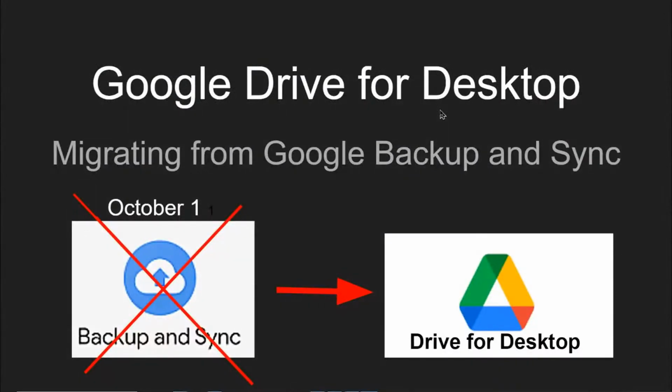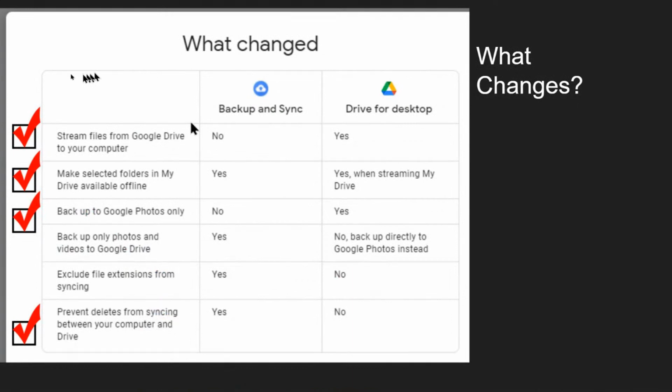Hi, this is Chris Gould with Geeks on Tour, and this video is about migrating from Google Backup and Sync to Drive for desktop. As of October 1, 2021, Backup and Sync will no longer work. You will be prompted to convert to Drive for desktop. First, a little bit about what has changed. This is their official list of what is different, and I've checked the ones that I think are important.